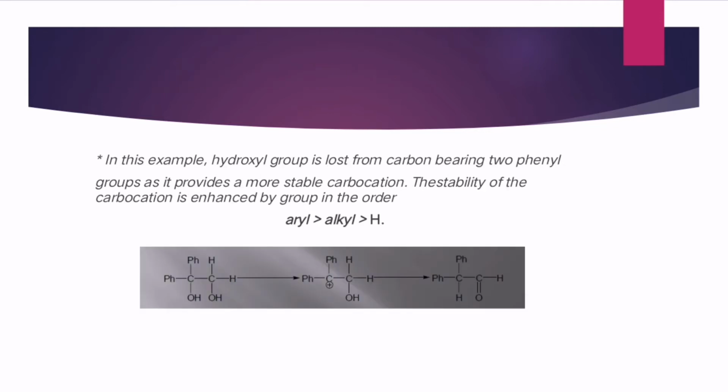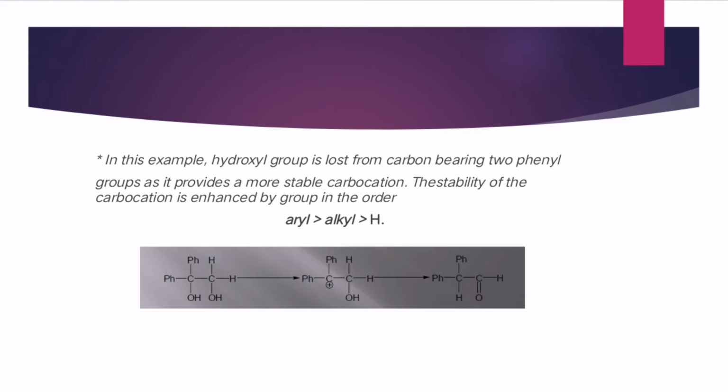In this example, the hydroxyl group is lost from the carbon bearing two phenyl groups as it provides a more stable cation. Then the stability of the carbocation is enhanced by the group in this order. Aryl group has the most stability, then alkyl, then hydrogen.